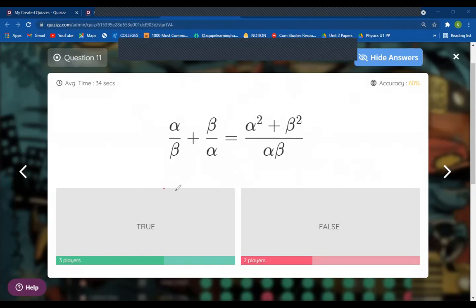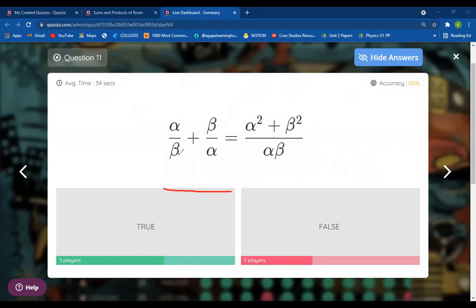Let me go through this. The LCM of beta and alpha is beta times alpha, aka alpha beta. Beta into alpha beta is alpha, and alpha times alpha is alpha squared. Plus alpha into alpha beta is beta, and beta times beta is beta squared. And that's how we got this answer. Everybody understand that? Yes, miss. If I go too fast, just let me know.